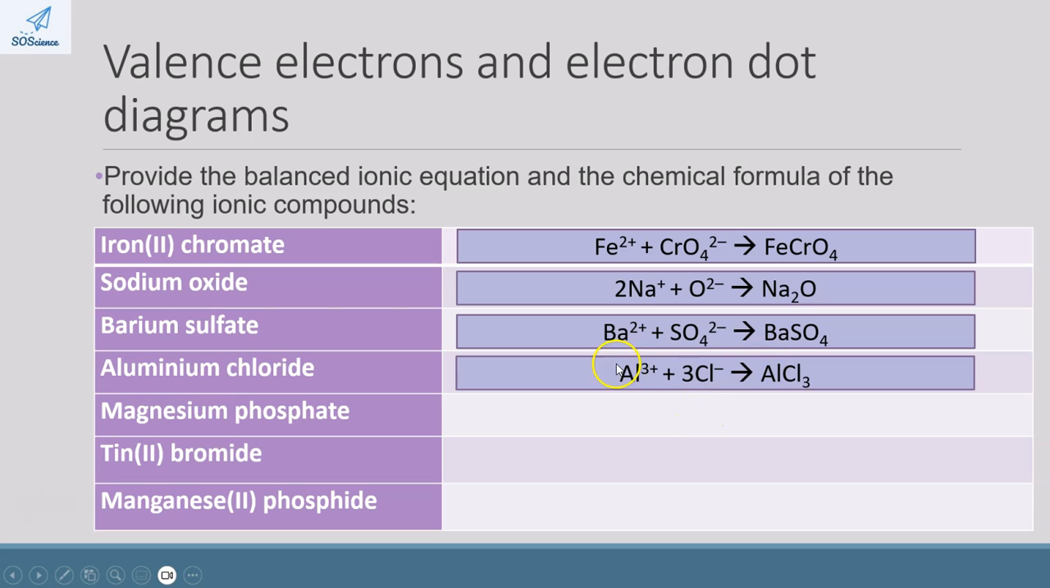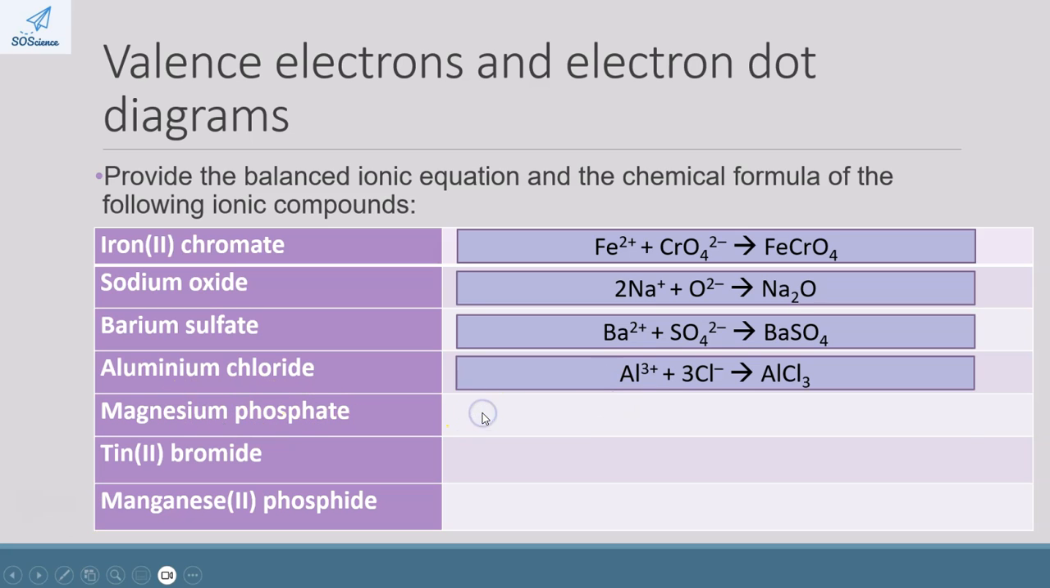Aluminium chloride. The aluminium ion is Al3 plus. The chloride ion is Cl minus. Now, that is why if we use the crossing method, we would get Al1, which we ignore the 1, Cl3. So the compound aluminium chloride is AlCl3. But if we now go back to this ionic equation and we want to make it balanced, we need 3 Cl minuses to balance out 1 Al3 plus.